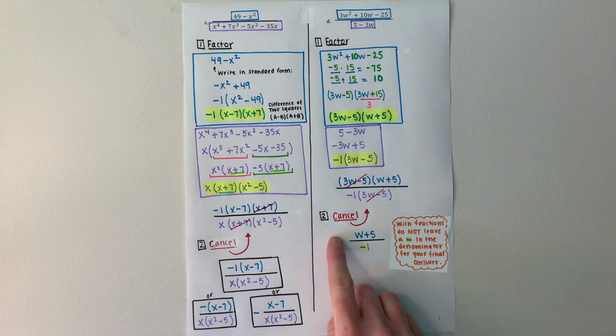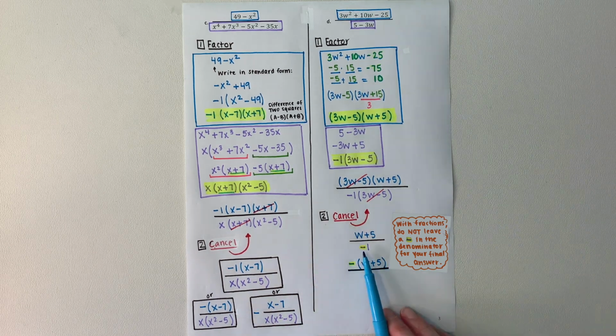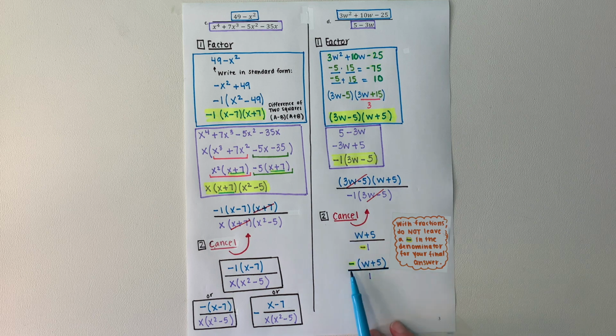I'm going to move this negative up to the numerator. So I've moved this negative up to the numerator, shown here. Now be careful. When you move the negative to the numerator, you have to add parentheses around the numerator to ensure that you're applying the negative to the whole numerator.